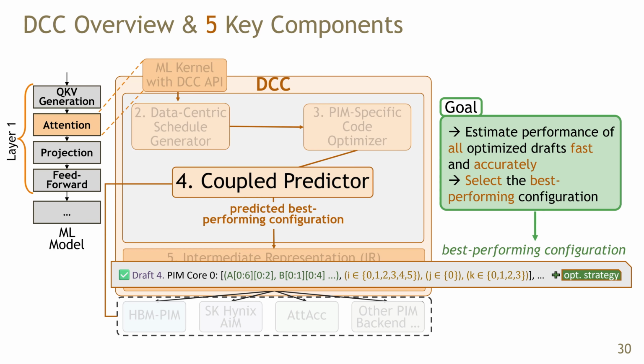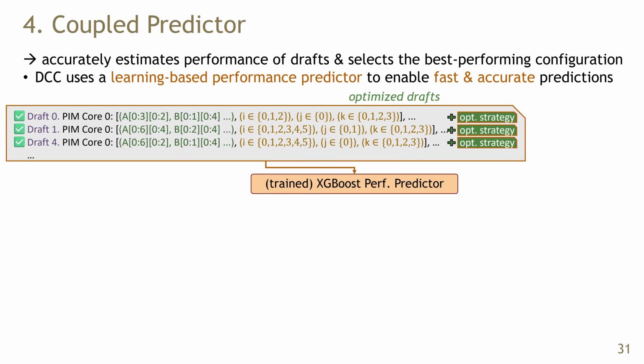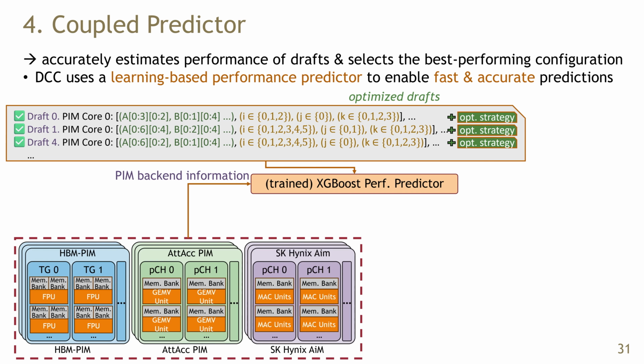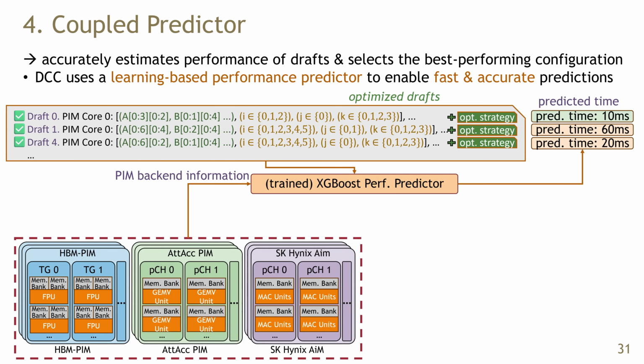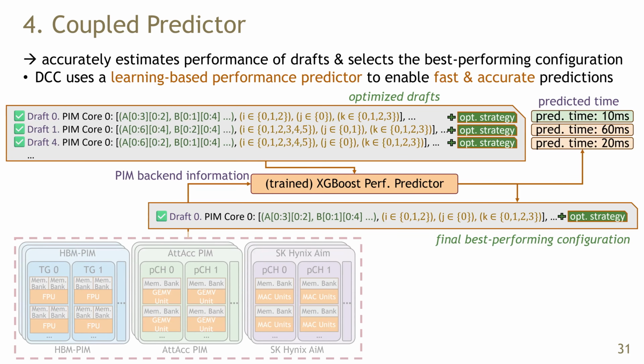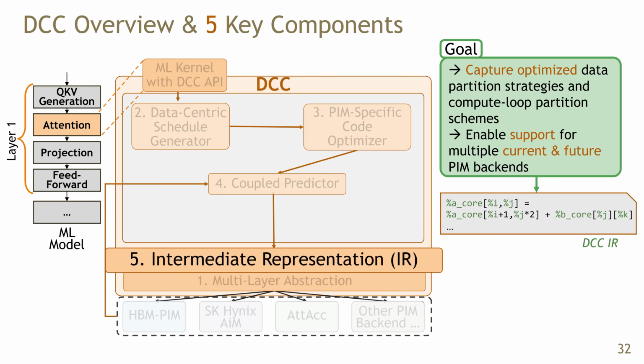To quickly and accurately estimate and select the best performing drafts among the candidate optimized drafts, DCC uses a coupled predictor. It uses a trained XGBoost-based predictor. It takes both the optimized tiling drafts and the specific PIM backend information as inputs. Then our predictor estimates the end-to-end execution time for each candidate draft, and selects the one with the fastest runtime as our final best configuration.